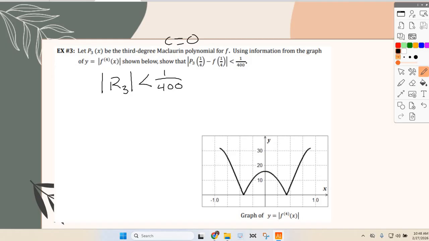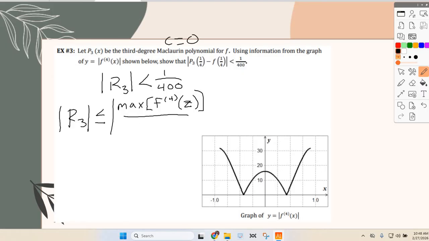So what might it be helpful to look at or write out? Just the remainder formula, right? So our R sub 3, again, absolute value, is less than or equal to the absolute value of the 4th derivative of z over 4 factorial, times x to the 4th, right? Because again, we have a Maclaurin, so it's x to the 4th.